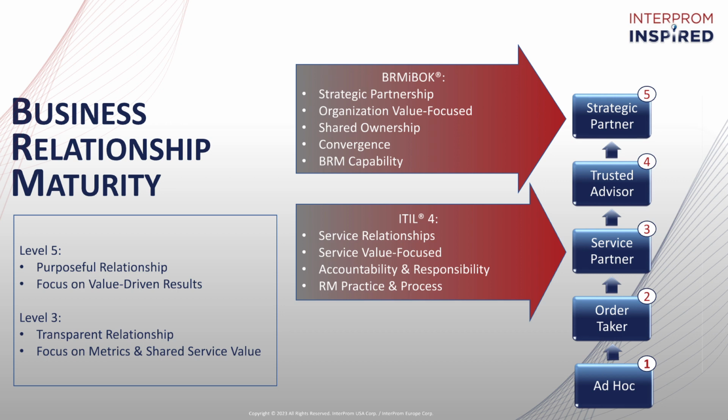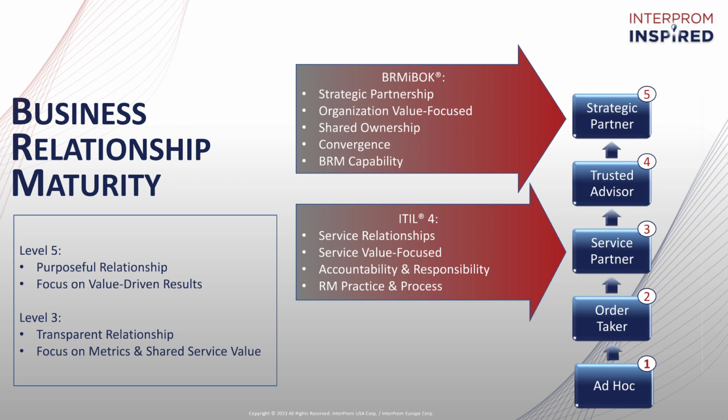So let's start with level 1 relationship maturity, which is called ad hoc. Ad hoc means that trust is absent. There's little or no trust in this relationship. People avoid each other. There's little or no contact. Contact only happens when necessary. And you can absolutely say this relationship is broken and is in need of a lot of help. Yes, it happens.